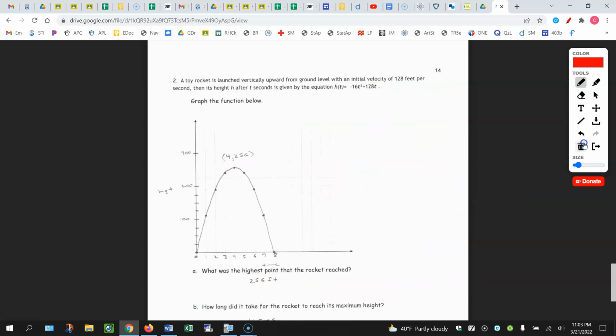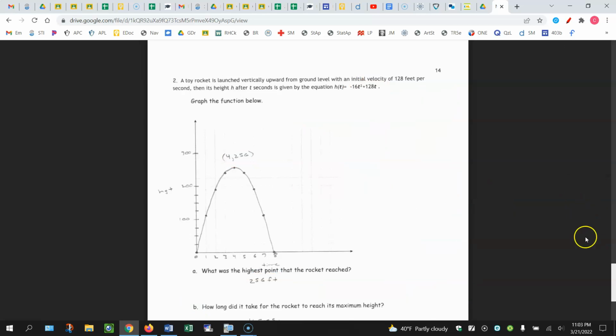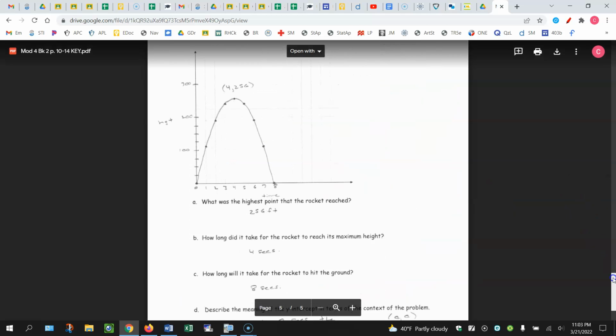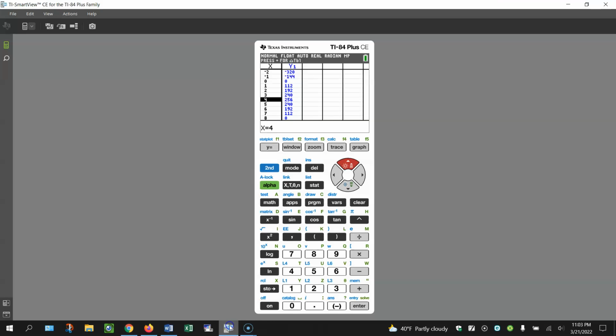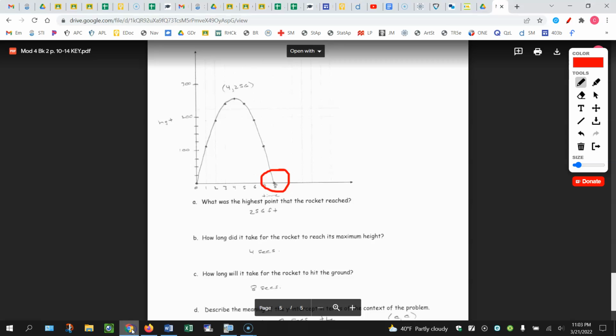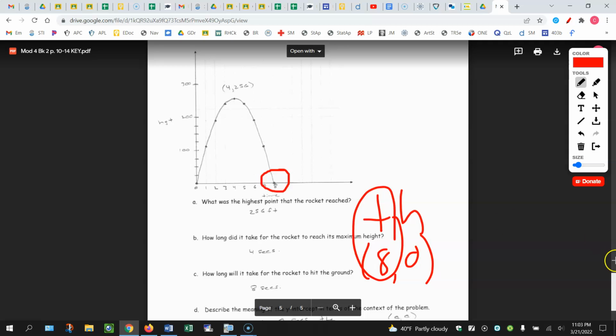All right, let me scroll down. How long does it take the rocket to hit the ground? That's this 8 seconds, which can be seen here. That's where 0 is. You're going to have to scroll down on your calculator till you get to a 0. But it was after 8 seconds the rocket hits the ground. That's just your x-intercept, 8, 0. And remember, this is time, this is height. So after 8 seconds, the rocket reaches the ground.